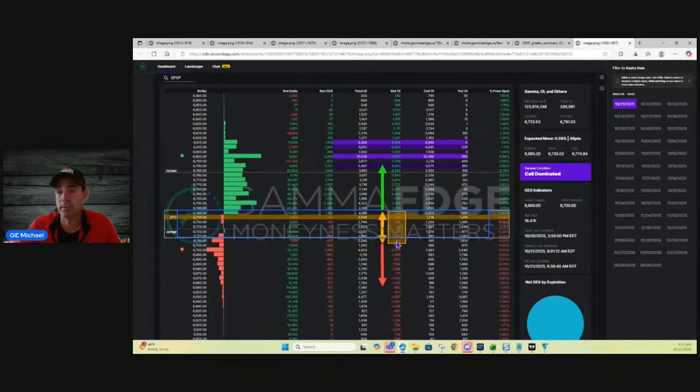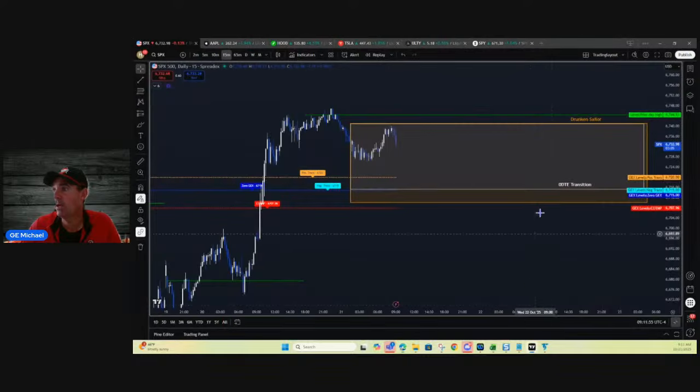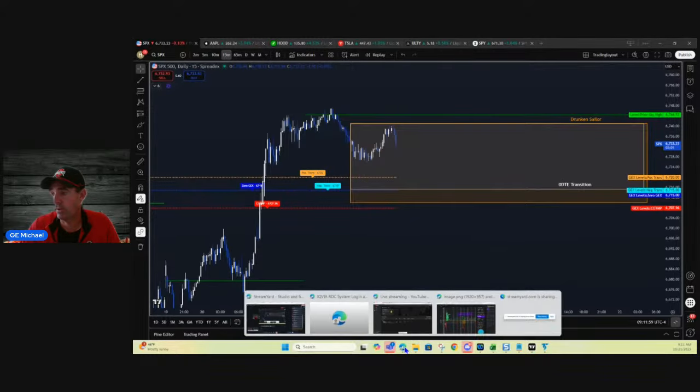So again, below the drunken sailor range, we'd look for an opportunity for a move to the downside. Above the drunken sailor range, we'd look for an opportunity to move up towards the 6790 to 6800 level. Those would be the first gradients we'd watch. Obviously, 6750 is going to be important. So as of now, at the time of looking at this, we're within the overall transition areas via spot price.